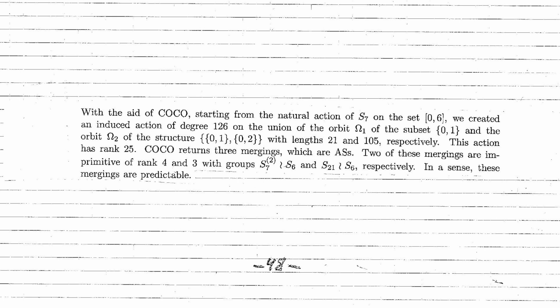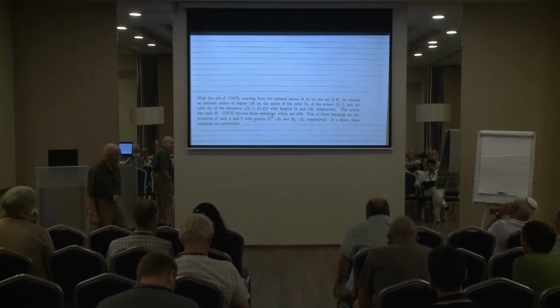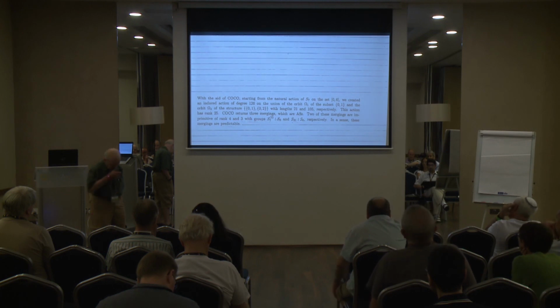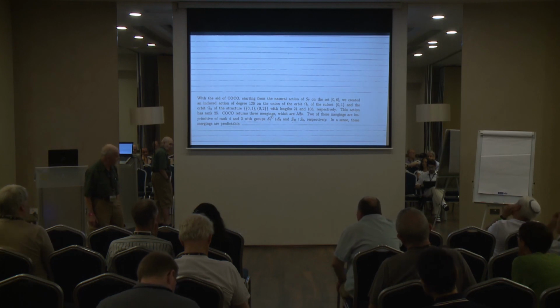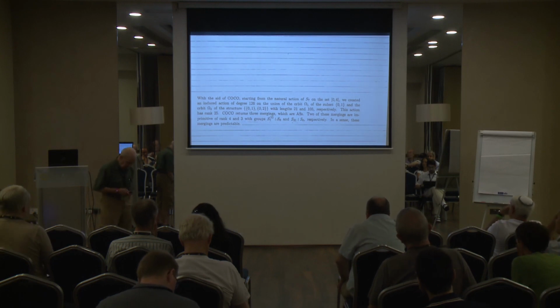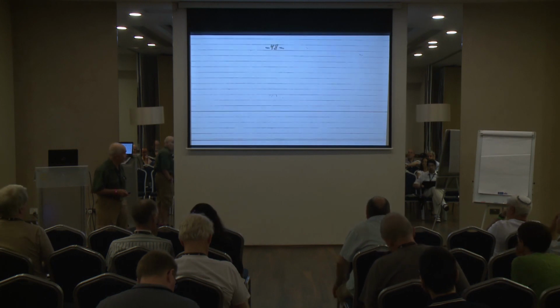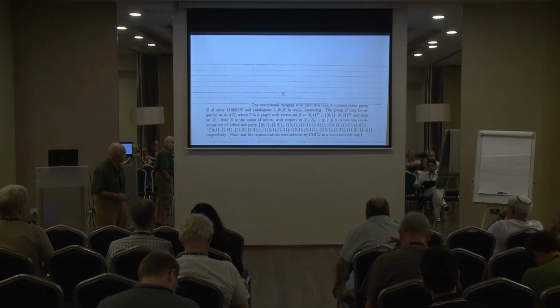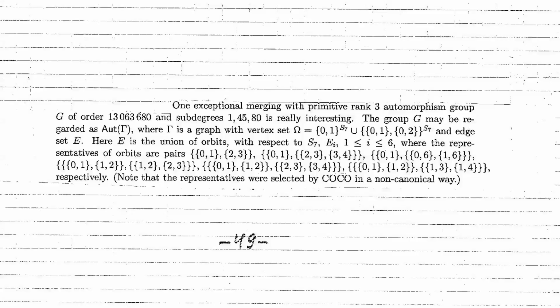Sorry. So, we started with COCO. Our initial action was an intransitive action of the symmetric group S7 on two orbits. One orbit has length 21, the other orbit has length 105. And COCO returns us, as I a few times told, some trivial mergings, which I don't want to discuss, but there was some non-trivial merging. And the non-trivial merging is written here. This is a strongly regular graph with valences 1, 45, and 80.